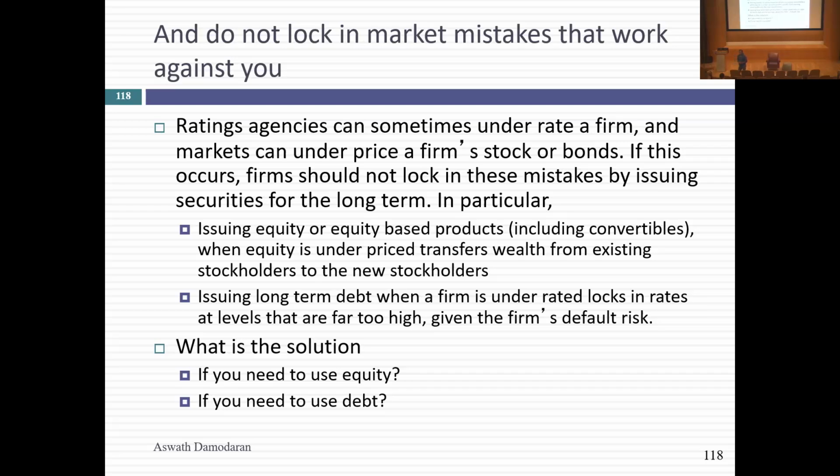But what if the mistake is going in the other direction? You know what I'm talking about? You really should be rated BBB, but they gave you an A+ rating. What are you going to be tempted to do as a company? Go out and borrow as much as you can.